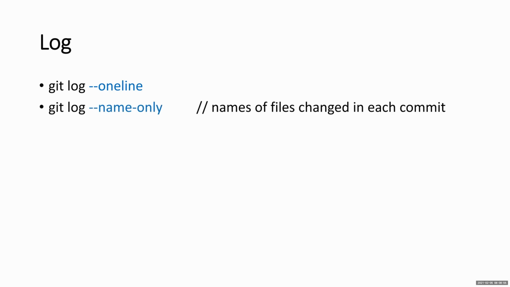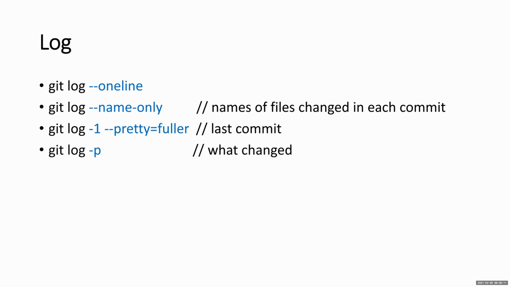Log. We've looked at log a little bit, but log is a very, very powerful command. It has many different flags and options that you can use. We did look at one line. There's name only, which gives you the names of the files that change in a particular commit. You can say -1 to get your previous commit, or you can say -2 to get your 2 most previous commits.